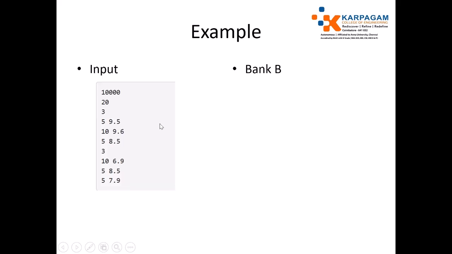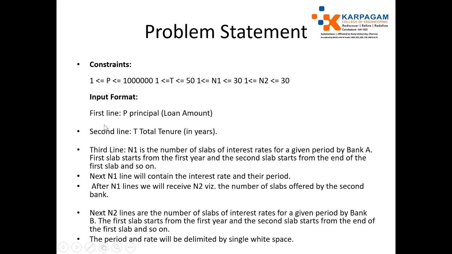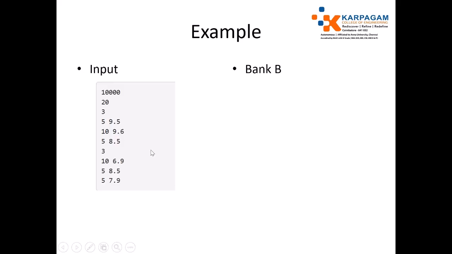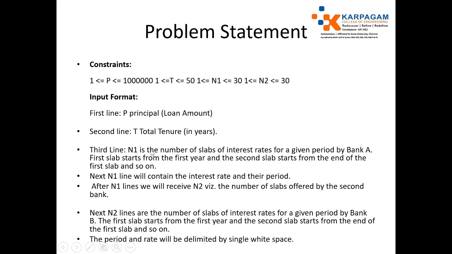See here the input format. First one is the principal amount and the total tenure. Then we are given N1. N1 is 3, so 3 lines will be coming here. The first one is the period, and the second one is the interest rate.